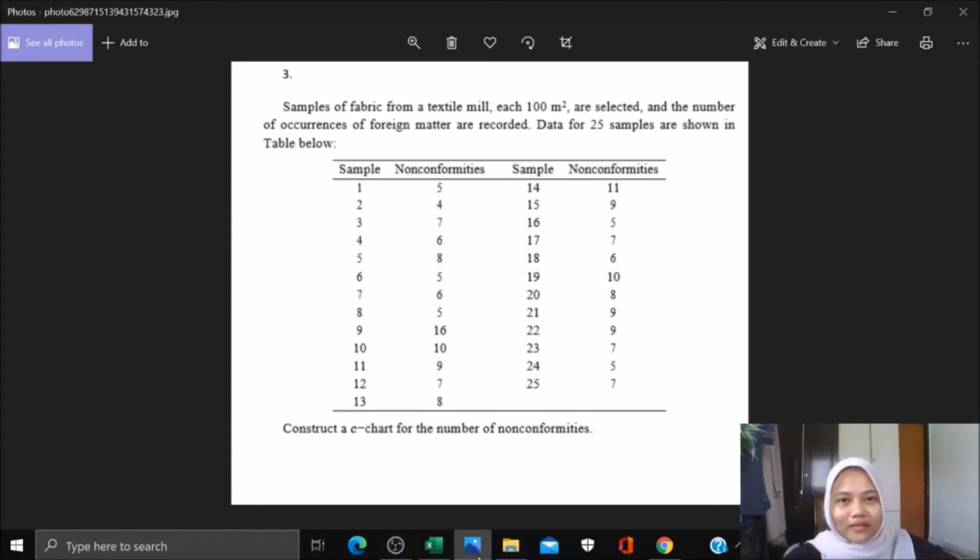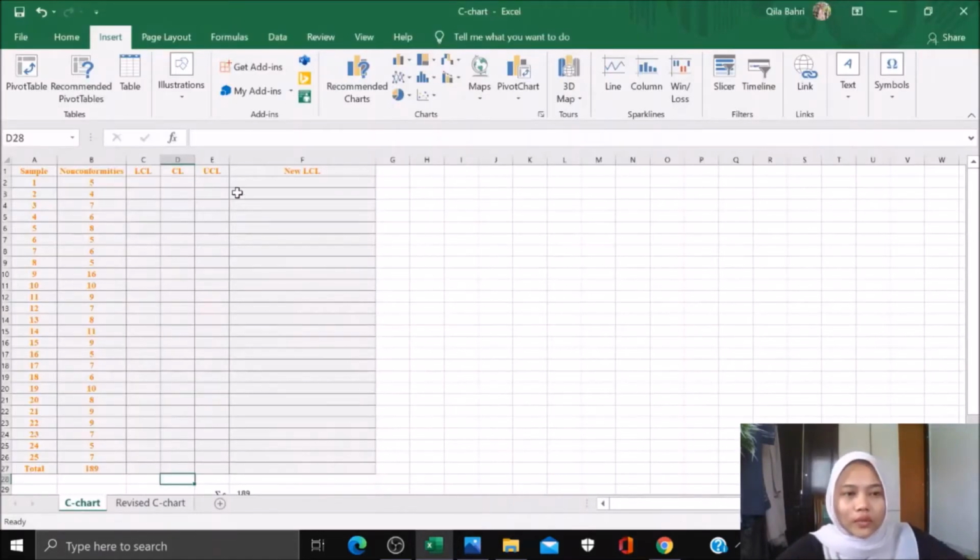Hi everyone, my name is Nur Akranti Bahri, and today we'll take a look at question number 3 regarding the C chart. So this is the data for 25 samples and number of non-conformities. We'll solve it using Excel. So this is what we get after we transfer all the data into Excel.